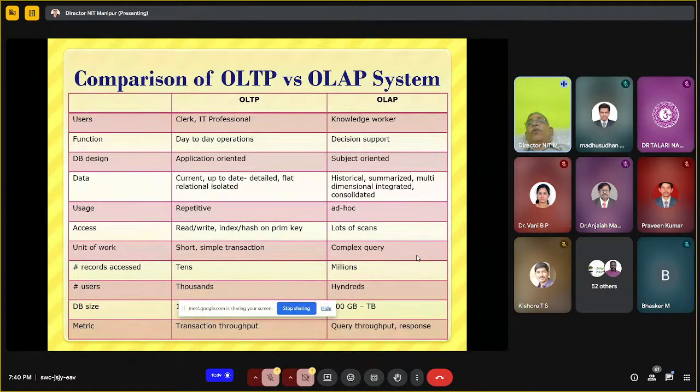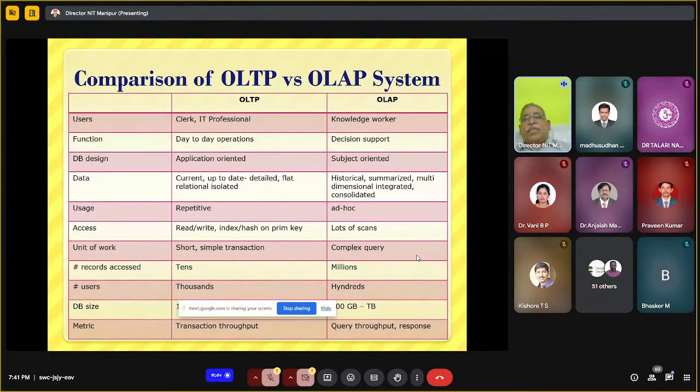Users: who are the people going to use the OLTP system? The people who are going to use the OLTP system are clerks and IT professionals. Who are the people going to use the OLAP system? Knowledge workers and business users. Knowledge workers are higher-level workers than clerks and IT professionals. Clerks and IT people always do day-to-day simple jobs only.